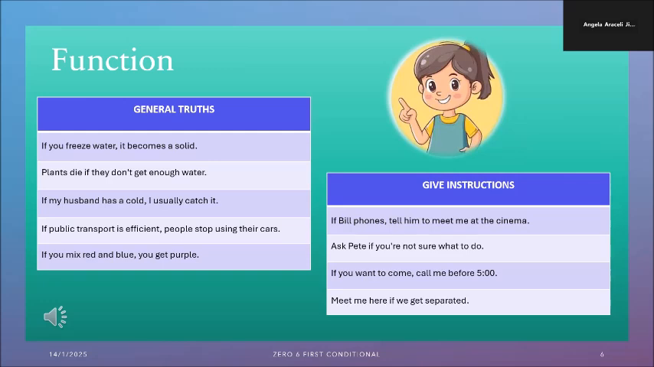The zero conditional is also often used to give instructions, using the imperative in the main clause. If Bill phones, tell him to meet me at the cinema. Ask Pete if you're not sure what to do. If you want to come, call me before 5. Meet me here if we get separated.